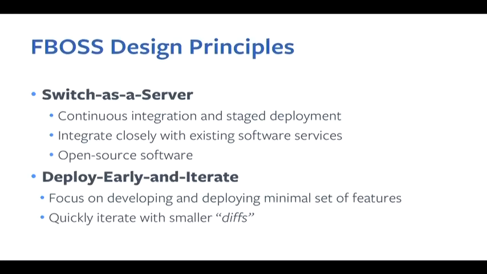Second principle is what we call a deploy early and iterate principle. We believe that the key to our success lies in how quickly and correctly we release new features. Therefore, we designed FBOSS so that we can deploy a minimal set of required features and continually make piecewise iterations on building and releasing new features. These two principles drove how we built and deployed FBOSS.